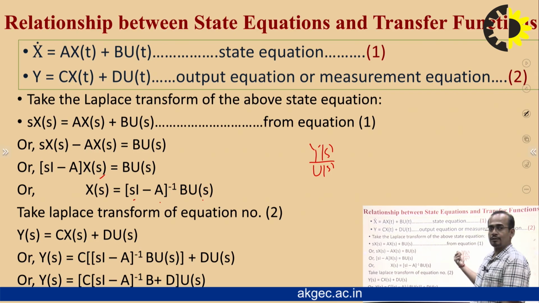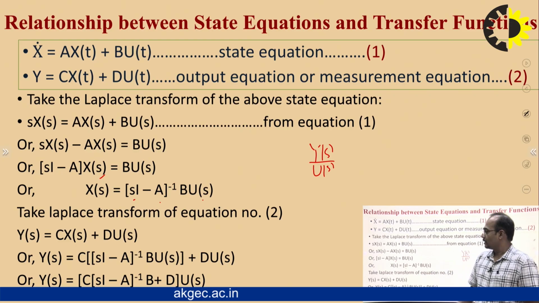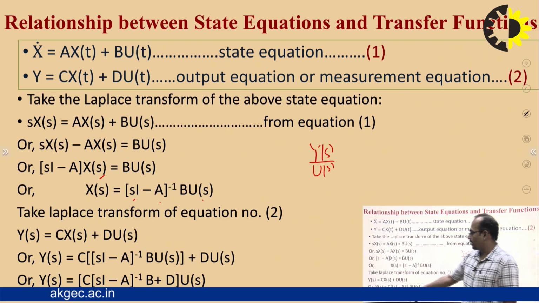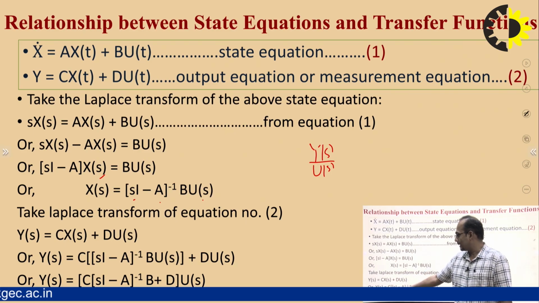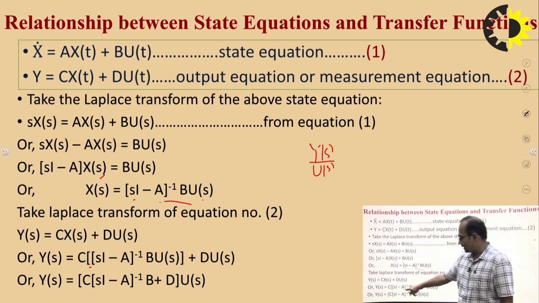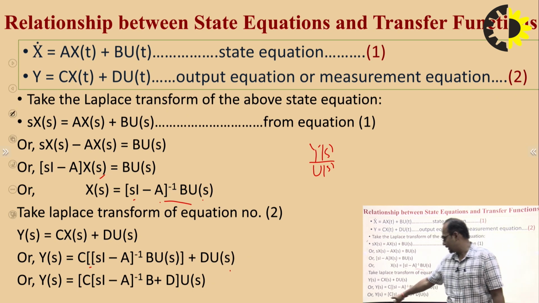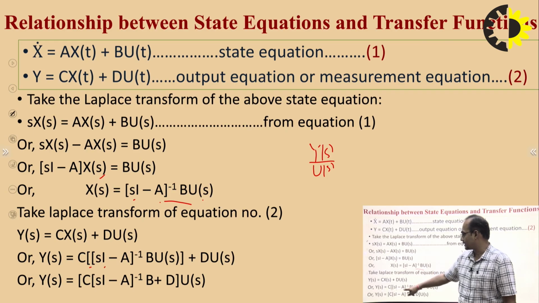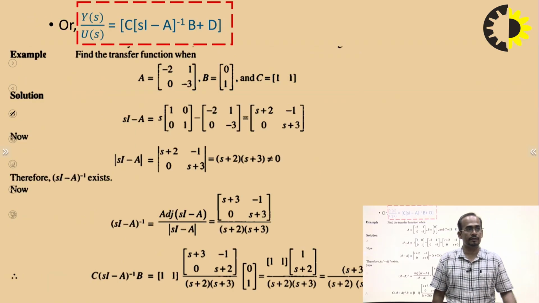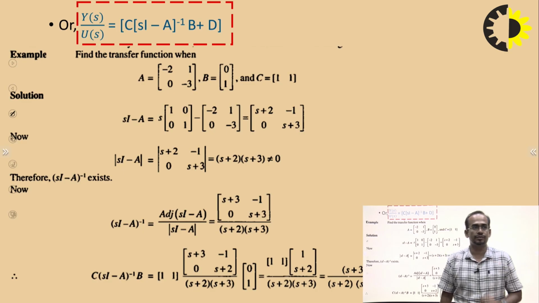Now you can put the value of X(s) into equation 2 because you have to find the value of Y(s) by U(s). So I will again take the Laplace transform of equation 2. I will get Y(s) is equal to CX(s) plus DU(s). Y(s) is equal to C, and X(s) is nothing but (sI minus A) inverse BU(s), so C(sI minus A) inverse BU(s) plus DU(s). So what will be the value of Y(s)? Y(s) is nothing but [C(sI minus A) inverse B plus D]U(s). So the transfer function will be Y(s) by U(s) is equal to C(sI minus A) inverse B plus D.